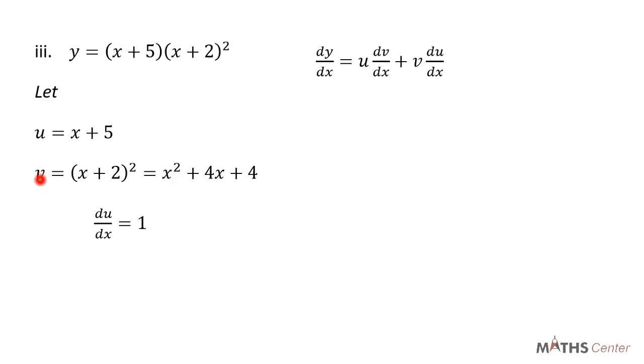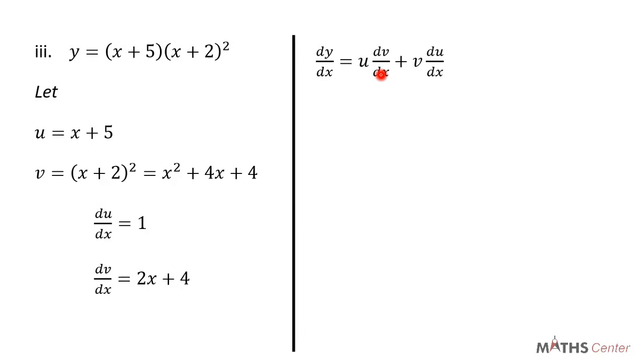Then I'll also differentiate v with respect to x. We have 3 terms here, so you differentiate each term. When you differentiate x squared, you have 2x. When you differentiate 4x, you have 4. And when you differentiate 4, you get 0. So dv dx is equal to 2x plus 4.